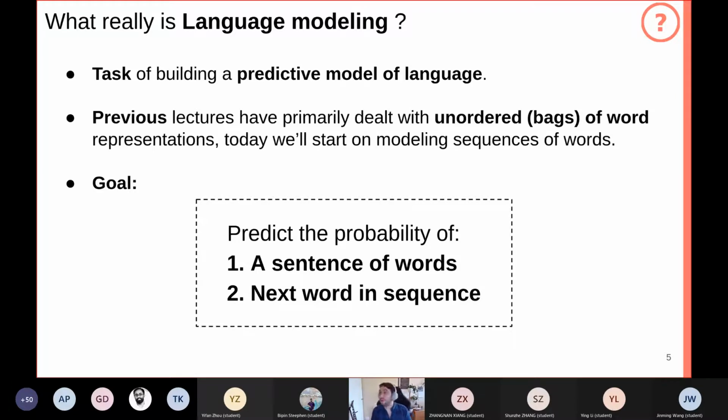So, for example, we couldn't build a query suggestion system, for example, suggesting different subqueries when you start typing a query in a search system, no? So the goal of language modeling is, as I said before, predicting the probability of a sentence of words or the next word in a sentence. These are two ways to look at it.